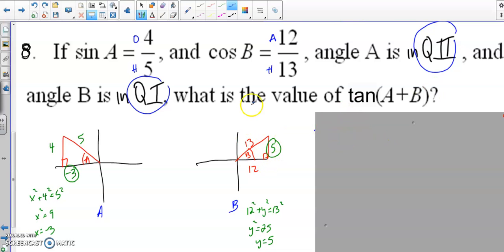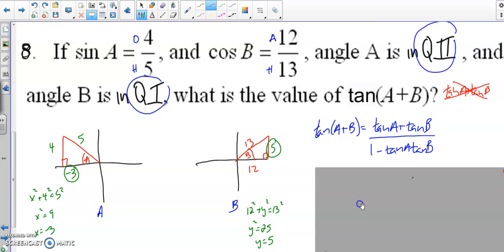And to find the tangent of A plus B, remember this is not just the tangent of A plus the tangent of B. It's not that easy. We have to expand using the identity that I showed you. So at this point we have our formula. I'm going to pause again so you guys can finish this up on your own.